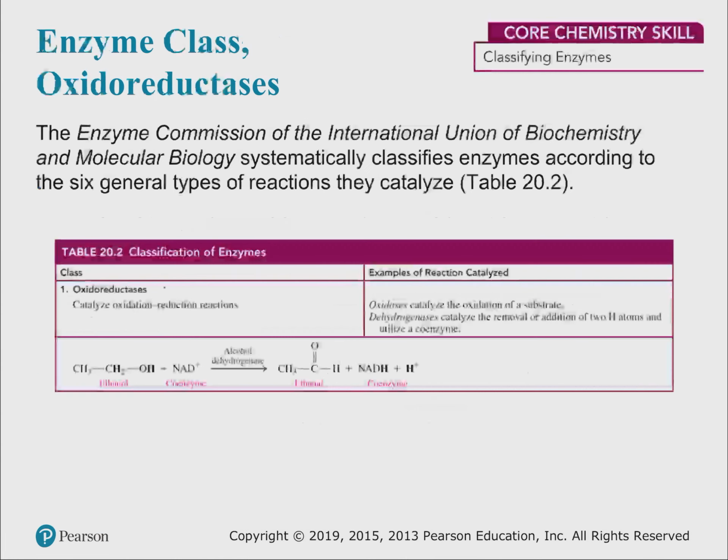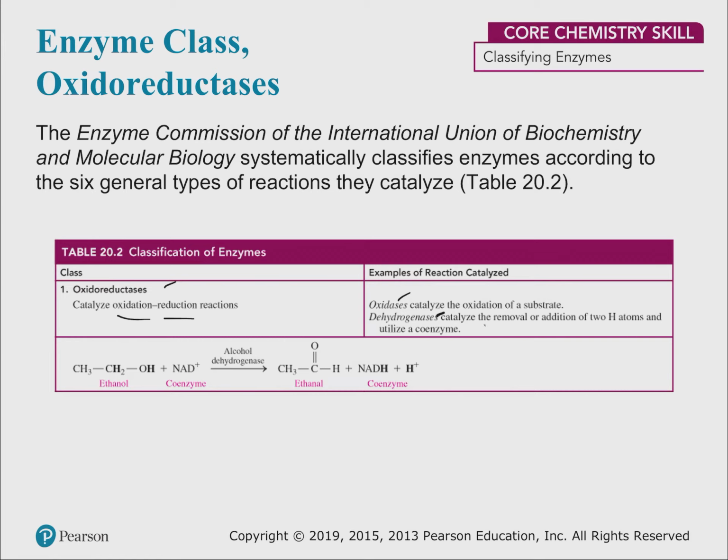One of the first classification types is the oxidoreductases. Oxidoreductases, it says right in the name, catalyze oxidation reduction reactions. This could be an oxidation reaction. This could be a reduction reaction. They could do either of the two, and here are some examples. An oxidase would catalyze the oxidation of something. We talked about oxidases in the previous slide.